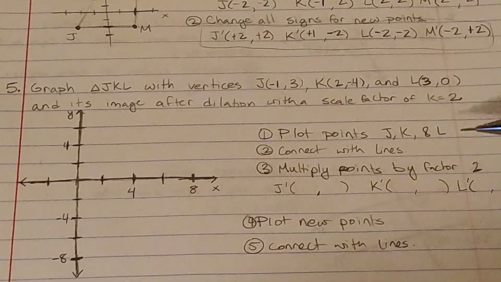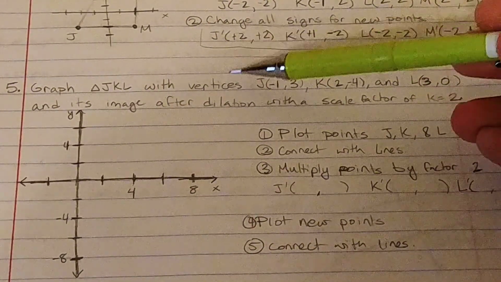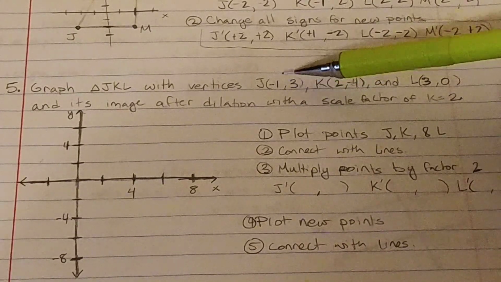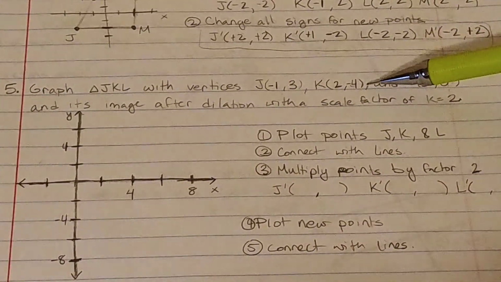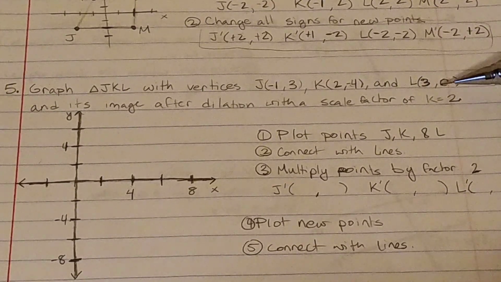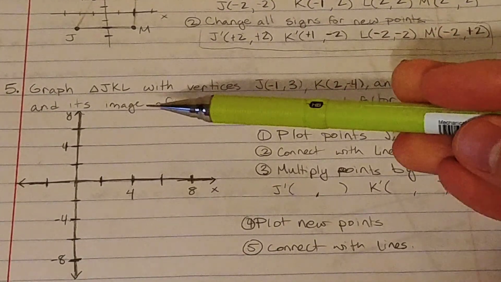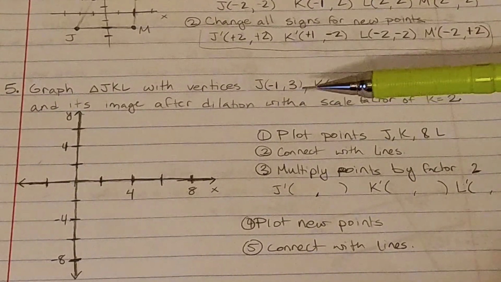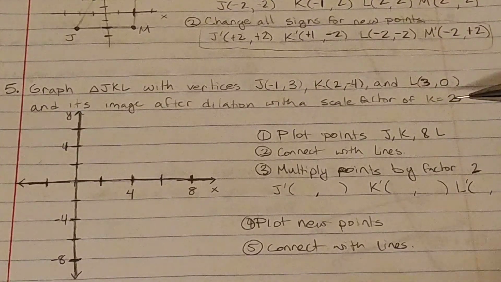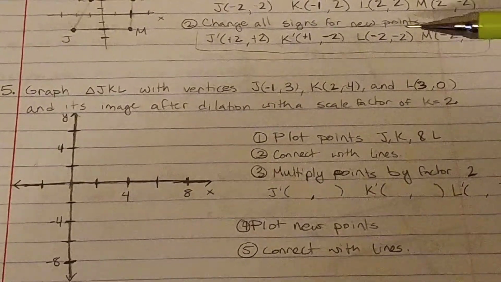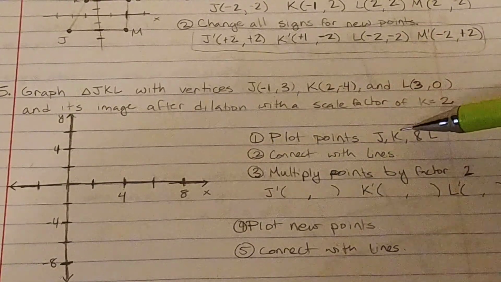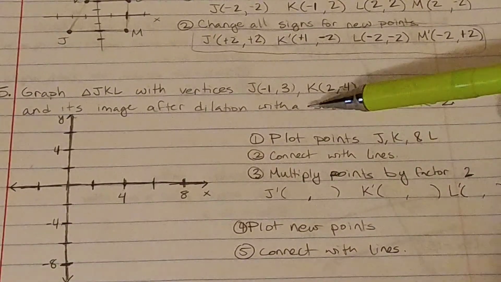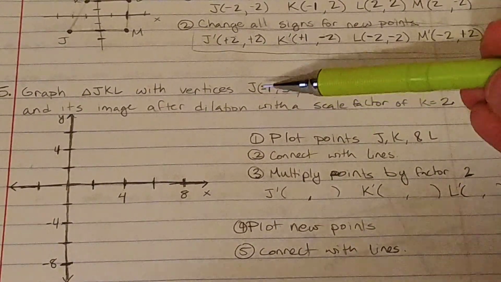It says graph triangle JKL with vertices J negative 1 comma 3, K 2 comma negative 4, and L 3 comma 0, and its image after dilation with a scale factor of k equals 2. So step 1, plot points J, K, and L. So let's plot J negative 1 comma 3.